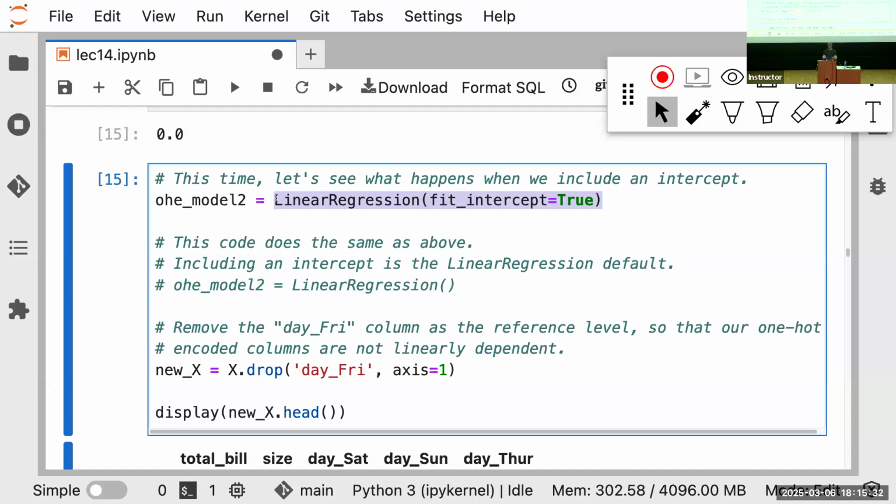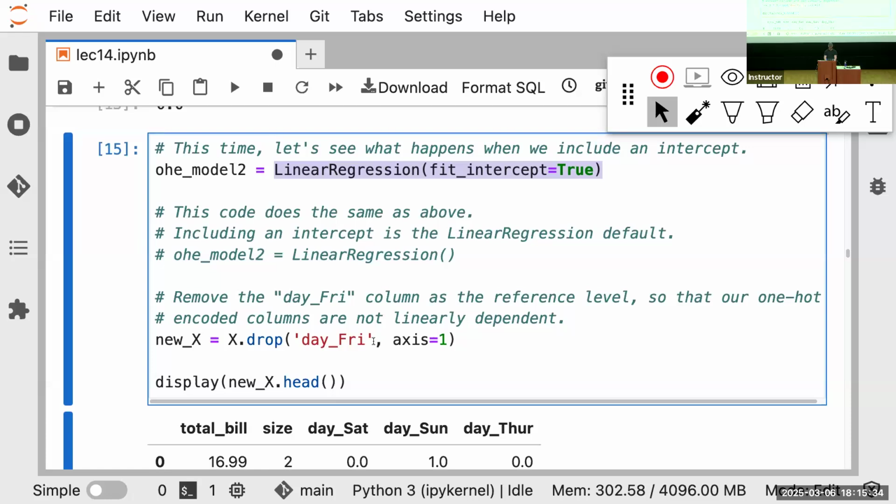Now, what do I have to do if I want to include an intercept? I need to get rid of one of my one-hot encoded columns. We chose Friday as our reference level during the lecture. We could choose any reference level we want. Often it's the first thing alphabetically. As it turns out, Friday is the first alphabetically of those 4 days. But alphabetically first isn't always great.